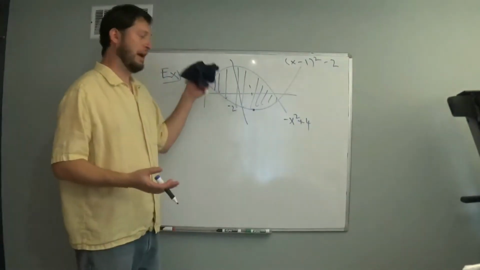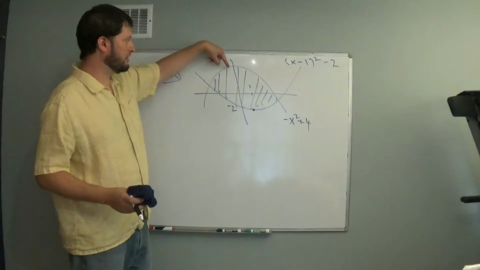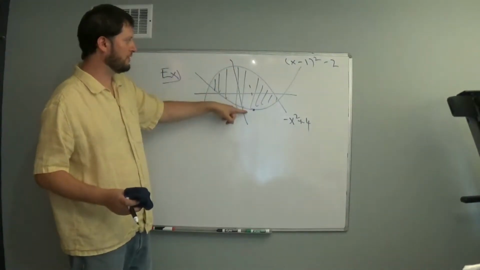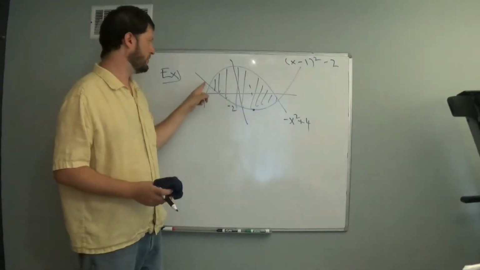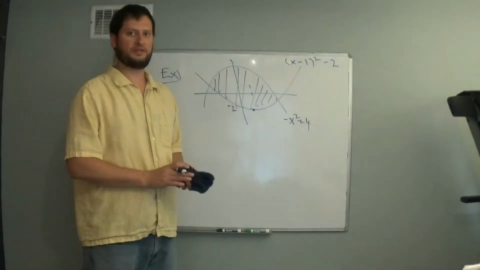Okay, remember, top curve minus bottom curve. And that part is easy. The top curve is this parabola that opens down. The bottom curve is the parabola that opens up. The issue is finding these 2 points where we have to stop, the limits of integration.